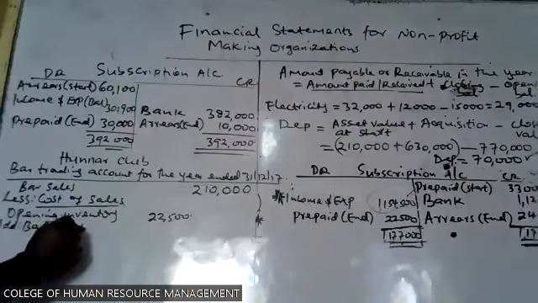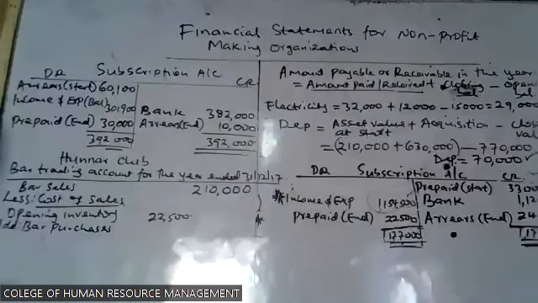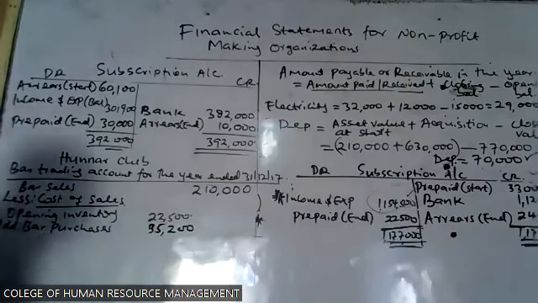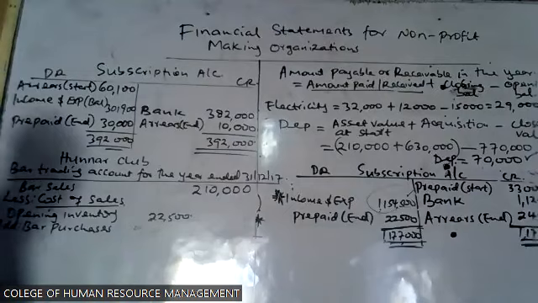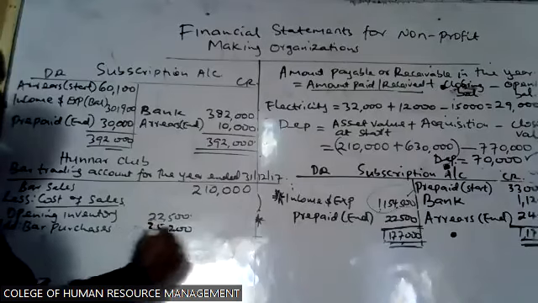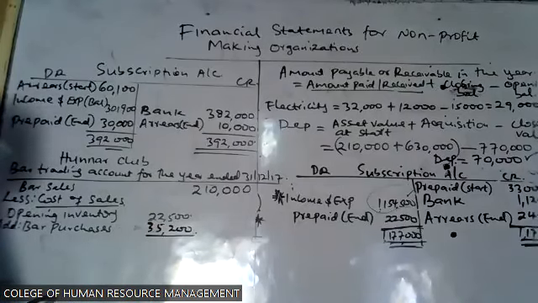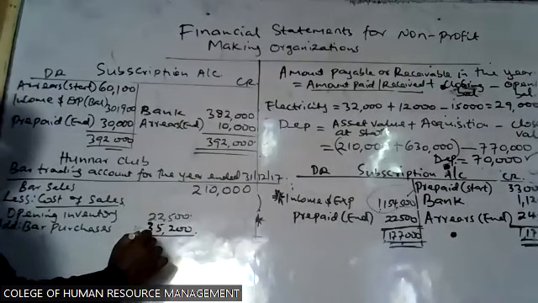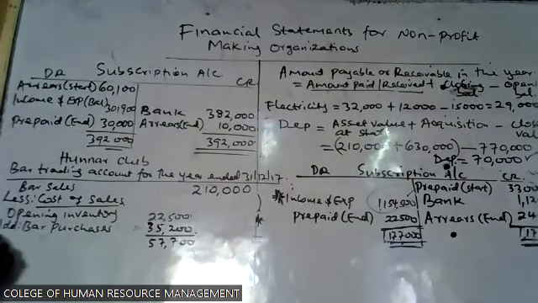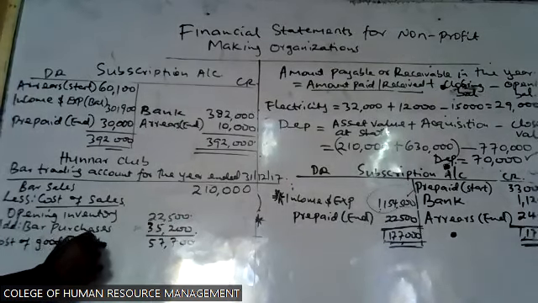Bar purchases. This one you will get from the payment side of the receipt and payment. Bar purchases, that is 35,200. If you add these two, they will give you what? 57,700. That is the cost of goods available.